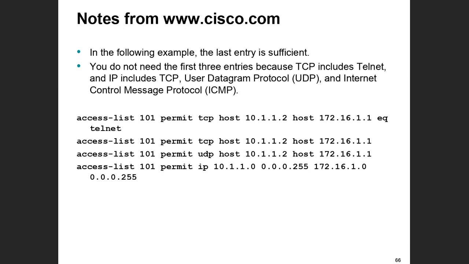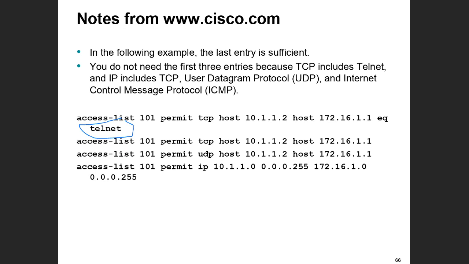So the last entry is sufficient because in this case, the first three entries, they're all 10.1.1.2, and the host addresses are 172.16.10.1. We're permitting telnet port 23, and we're permitting host traffic, and we're permitting TCP and UDP traffic.